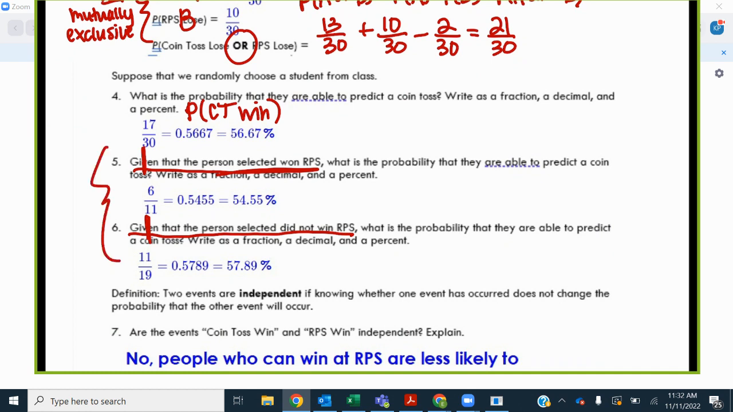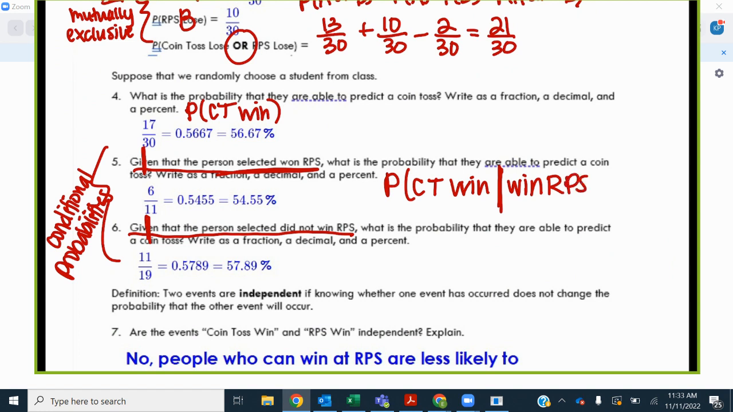These are called conditional probabilities, which we learned that word in Unit 1, and it just means that it's based on a condition. In this case, the condition is that the person won or didn't win for each of the 2 questions. Notation-wise, we're going to write it like this. P of, and we'll say coin toss win, given that they win rock, paper, scissors.